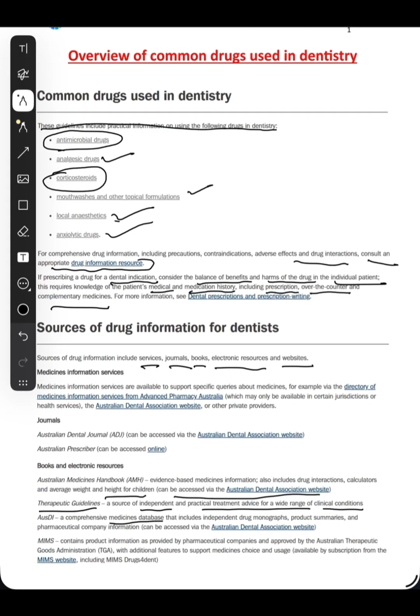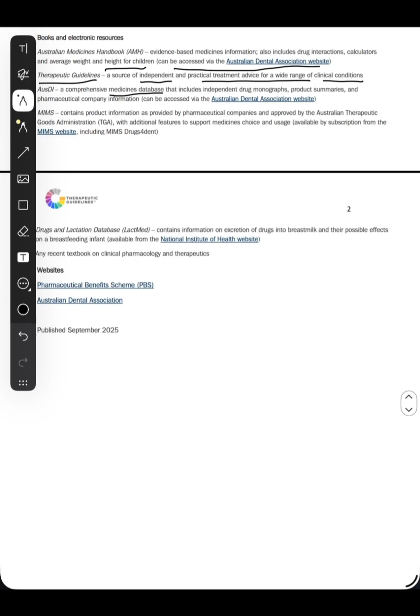There is one more book which is quite popular here, which is MIMS. It contains product information as provided by pharmaceutical companies and approved by the Australian Therapeutic Goods Administration, TGA, with additional features to support medicine choice and usage. It is available by subscription from the MIMS website, including MIMS Drug for Dentistry.